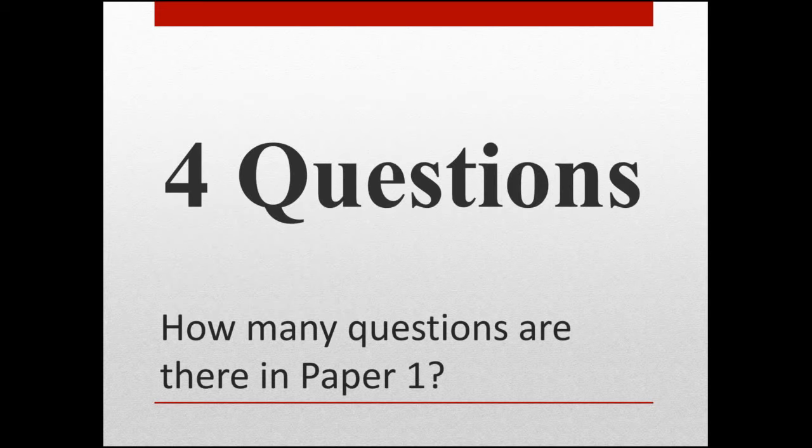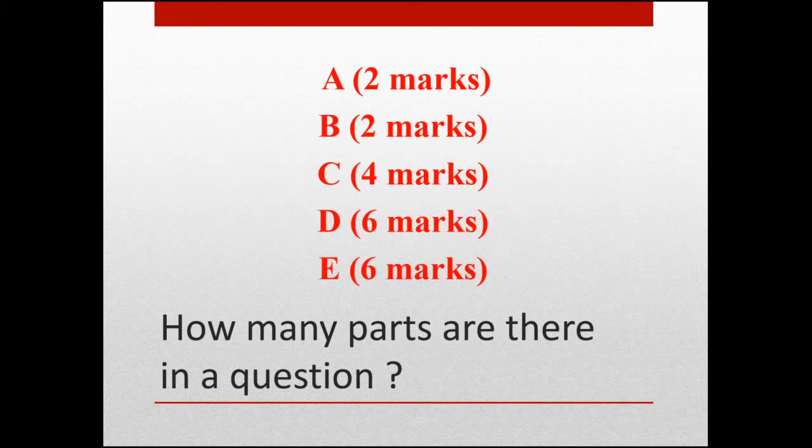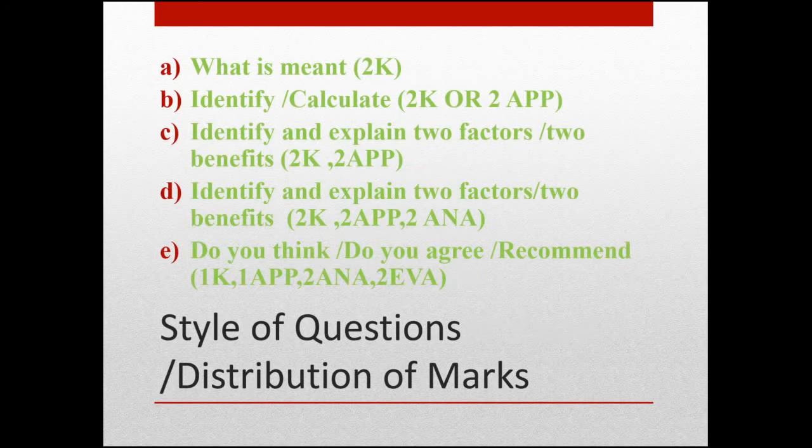So in paper one, we have four questions, as I said. These four questions will have 20 marks each. So question one, for example, will have five parts. So part A, 2 marks, part B, 2 marks, C will be 4 marks, D will be 6 marks, and E will be 6 marks. So what are these marks? Let's look at this slide.